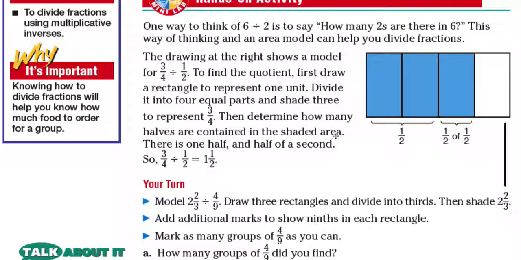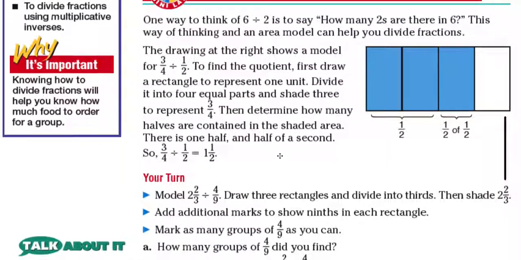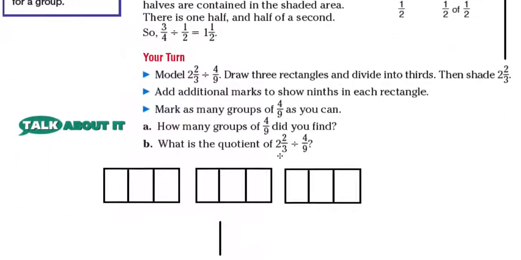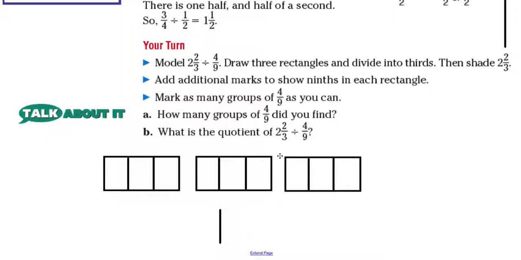Now, after that, determine how many halves are contained in the shaded area. And you know that if this is 1/2, there are 1, 2, 3 halves contained. So therefore, when you divide 3/4 by 1/2, it'll be 3 halves, or 1 and 1/2. Okay, so that's how you use models for that. Let's do this particular model of ours. Let's model 2 and 2/3 divided by 4/9.